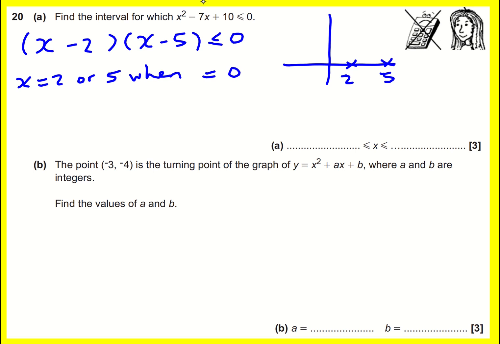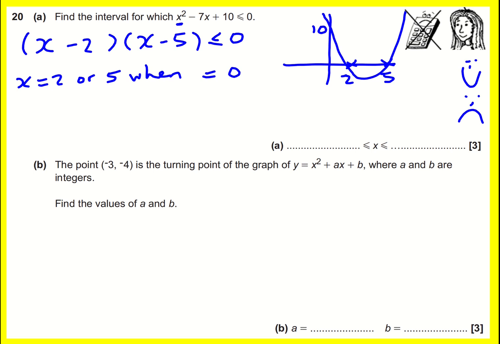Now, if I remember what a quadratic looks like, it's either a happy quadratic like this, or it's a sad quadratic like this. And because it's a positive x squared, that makes it a happy quadratic, and it's going to come down and look a bit like this. And I could even write this on, if I was asked to sketch the quadratic, and that would be my answer. It's not essential for this question, but it goes through the y-axis at 10.